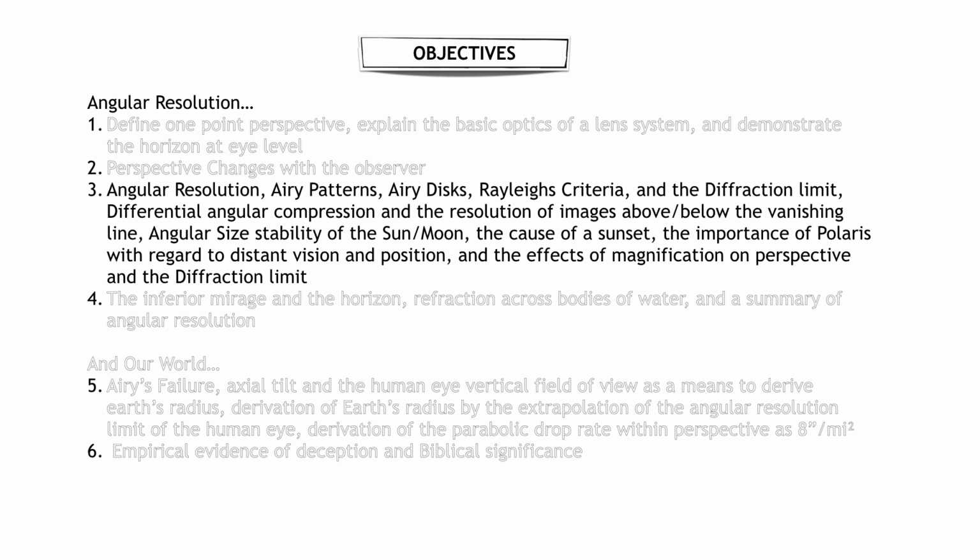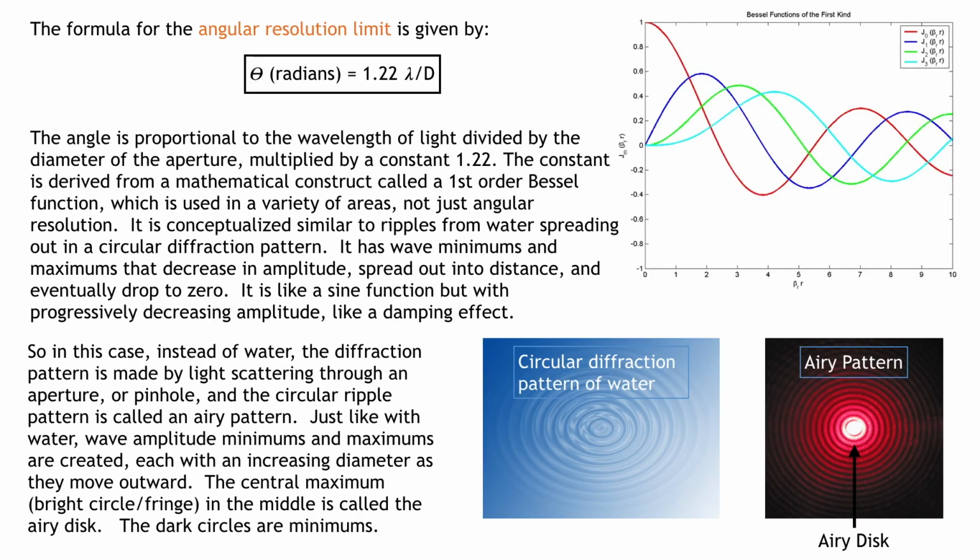Now we're going to get into the angular resolution limit itself, Airy patterns, Airy disks, Rayleigh's criterion, the diffraction limit, differential angular compression and the resolution of images above and below the vanishing line, angular size stability of the sun and moon, the cause of a sunset, the importance of Polaris with regard to distant vision and position, and the effects of magnification on perspective and its effects on diffraction. So we'll get into angular resolution here first.